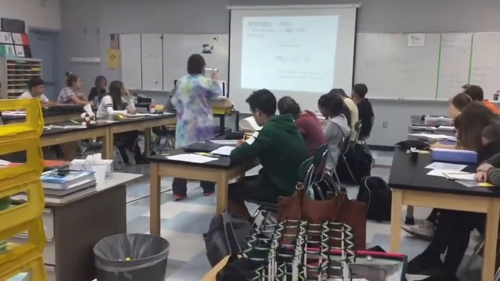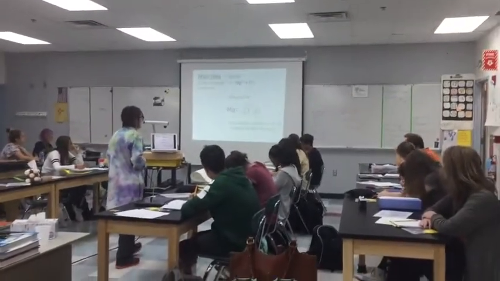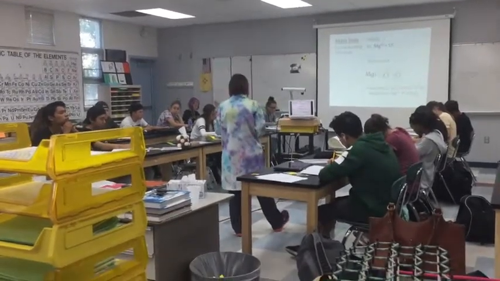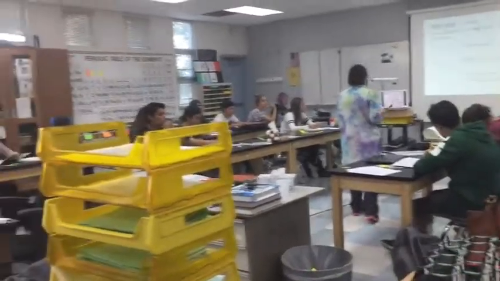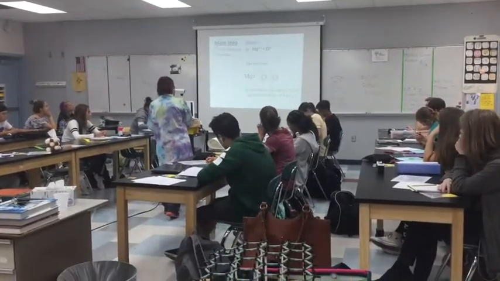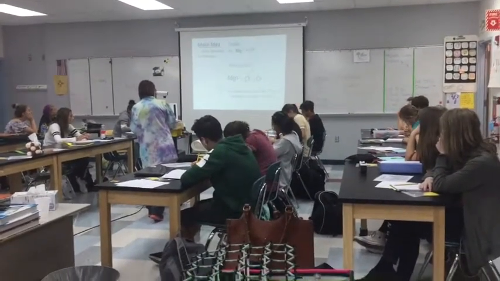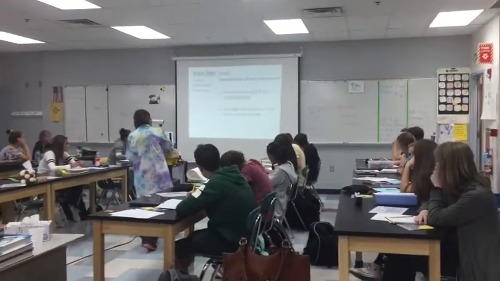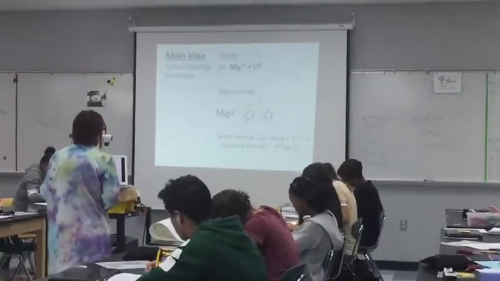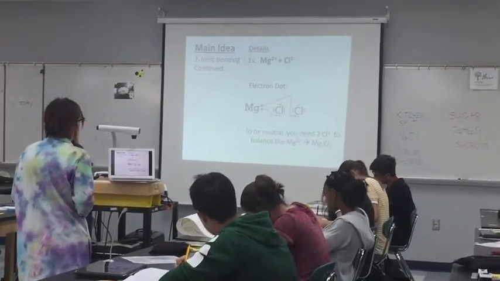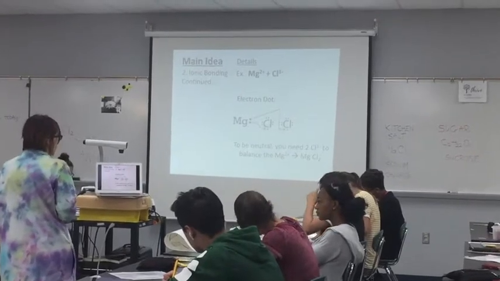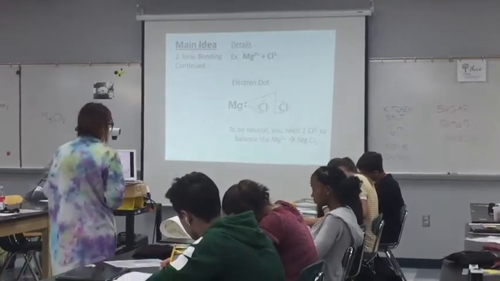So you see how magnesium has 2 valence electrons? Remember, s2. All group 2 elements are s2: 2s2, 3s2, and so on. Not 1s2, because 1s2 would be helium, and helium is a noble gas. Chlorine has 7. So you need 1 chlorine to get each one of the electrons that the magnesium is contributing. And so to be neutral, the formula will have to be MgCl2.